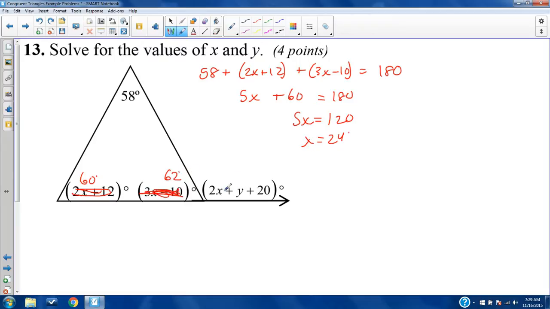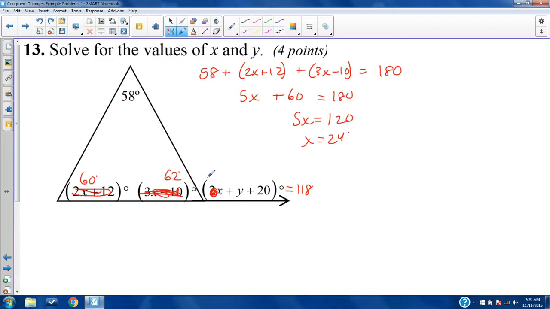So you can figure this out in a couple of ways. It depends on how you'd like to do it. You could add these two, 58 and 60, and you'll get 118. That'll be equal to this. Or you could have done 180 minus 62, and you would have gotten 118. Either way, this equals 118.